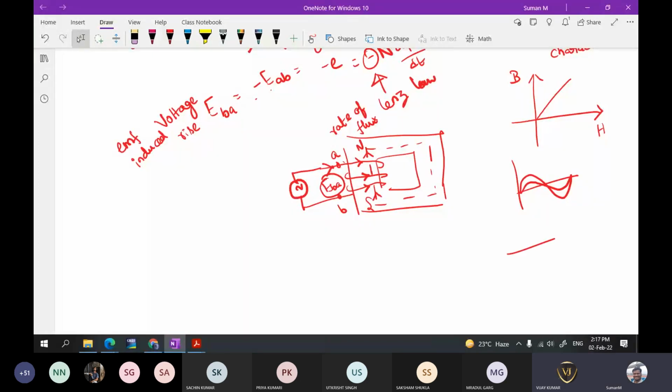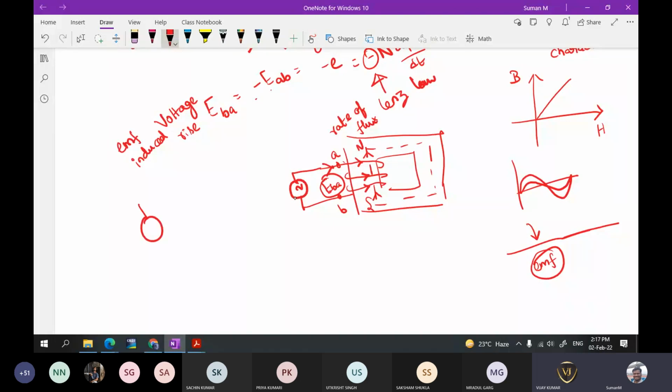You are having a conductor. In that conductor there is some rate of change of flux which is linking this conductor. If rate of change of flux is linking this conductor, then you know that EMF will be induced. So the same thing, if it happens across this winding, then you can call that EMF as EBA, that is the induced EMF.